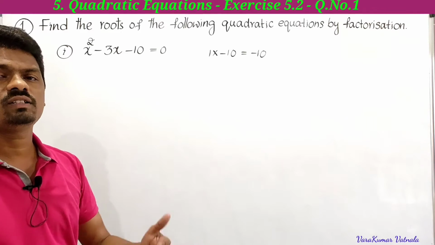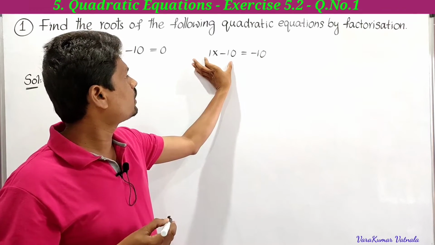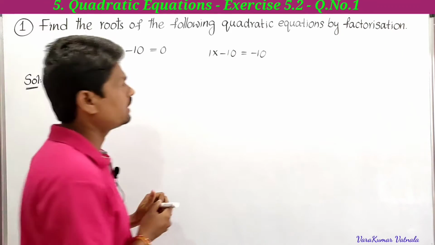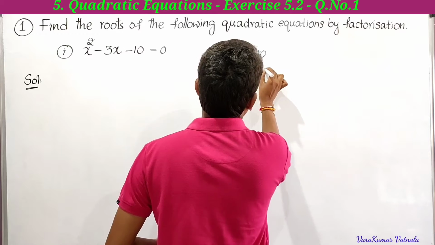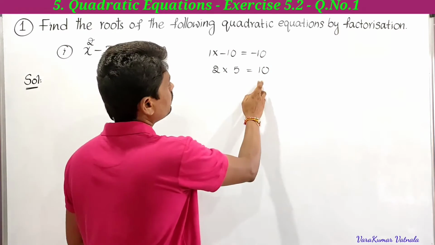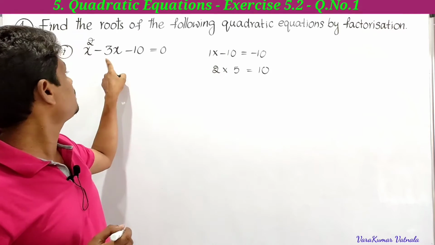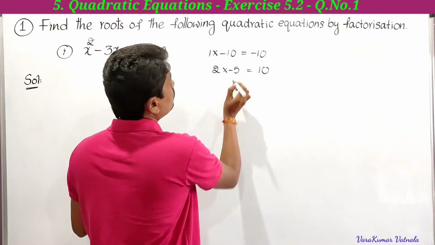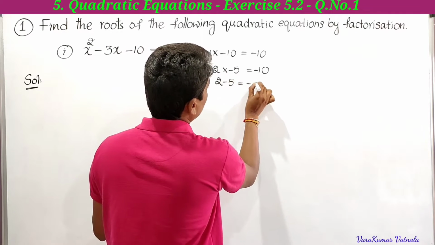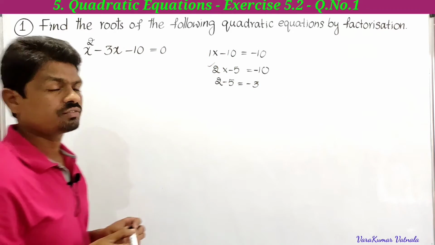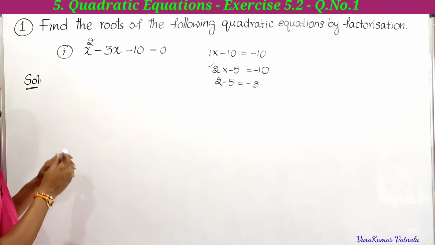What are the possible factors? Suppose we take 1 into minus 10, equal to minus 10. If we add 1 and minus 10, we get minus 9, but here we require minus 3. Next, 2 into 5 is 10, but 2 plus 5 is 7, and here we require minus 10. If we take minus 2 into plus 5, it is minus 10, but minus 2 plus 5 is plus 3, and we require minus 3. Hence we have to take 2 into minus 5. 2 into minus 5 equal to minus 10, and 2 minus 5 is minus 3. So these two are the correct factors. See here, how can we write it?